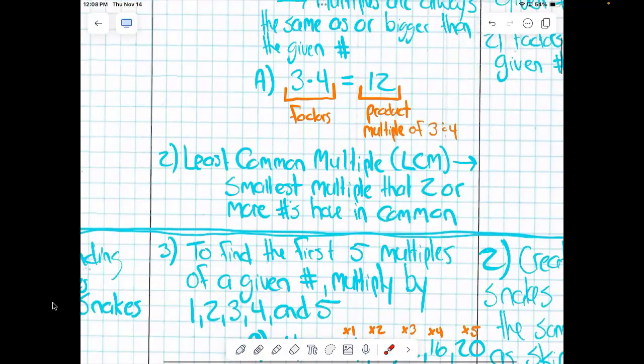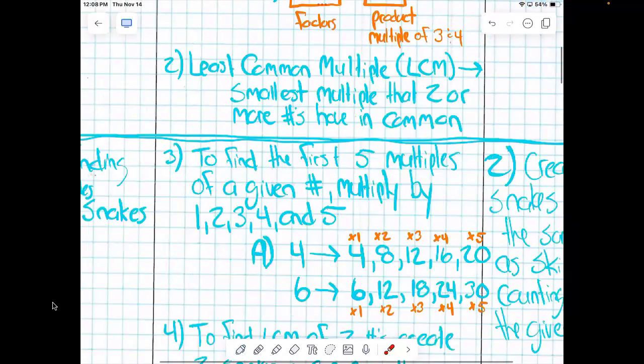Okay. Least common multiple, what do we use to abbreviate least common multiple? LCM. And a least common multiple would be the smallest multiple that 2 or more numbers have in common, hence the word least, yes? Yes. All right, here we go.